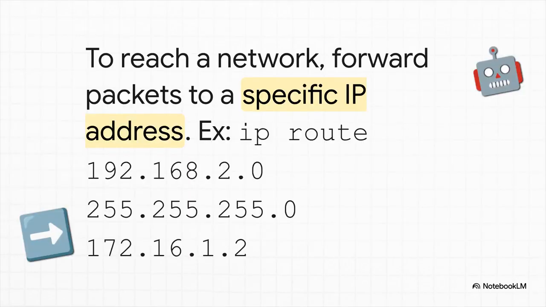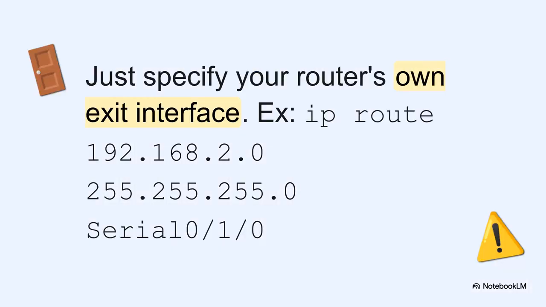So method 1 is the most common by far, the next hop route. You're basically just telling the router, hey, to get to this network, just give the packet to this neighbor at this IP address. The router takes it from there and figures out the rest. Now, the second method seems simpler on the surface, but it's also way less specific. Instead of naming the neighbor's IP, you just tell your router, for this destination, just push the packet out this physical port. It's easy, sure, but that simplicity comes with a pretty big catch.